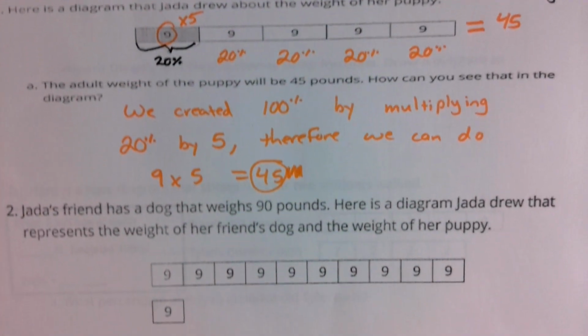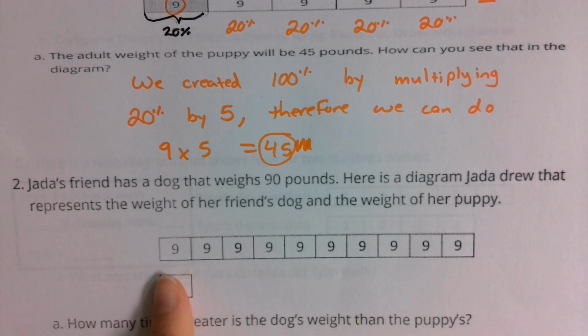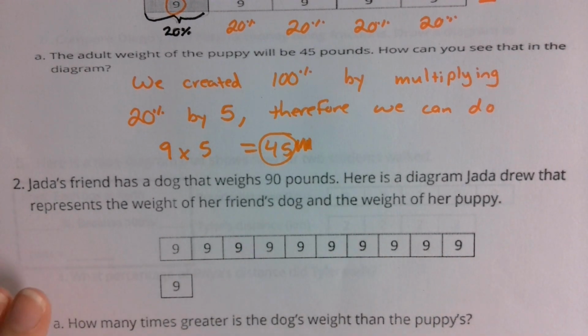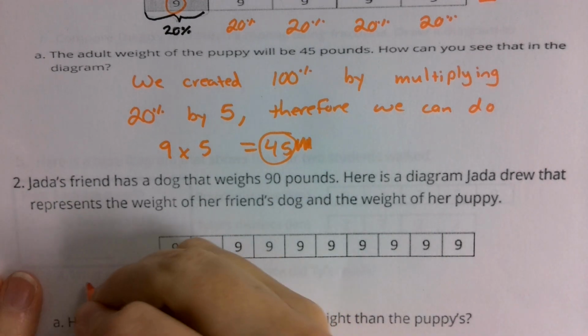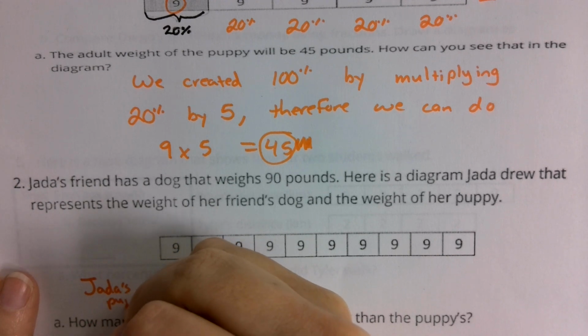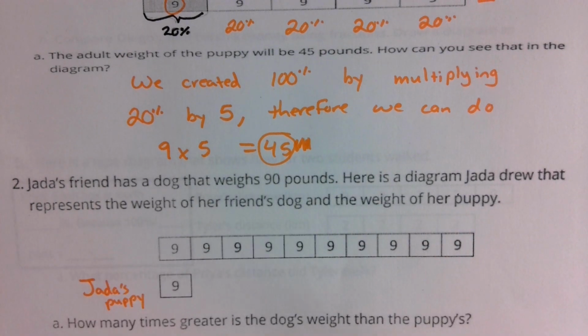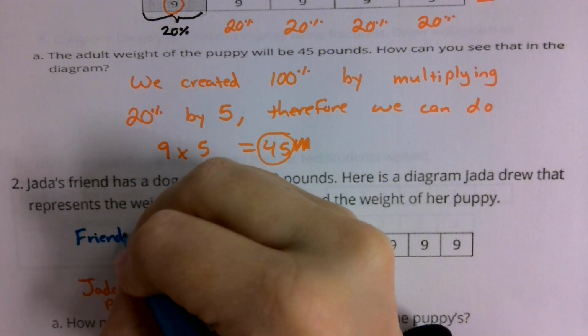Now, Jada's friend has a dog that weighs 90 pounds. So we've got a diagram here. Yeah, it's a big dog. Here off to the side, we have Jada's dog, because we know Jada's dog is just 9 pounds, Jada's puppy. And then the friend's dog, we'll do that in a blue so it stands out a little bit better. We've got our friend's dog.